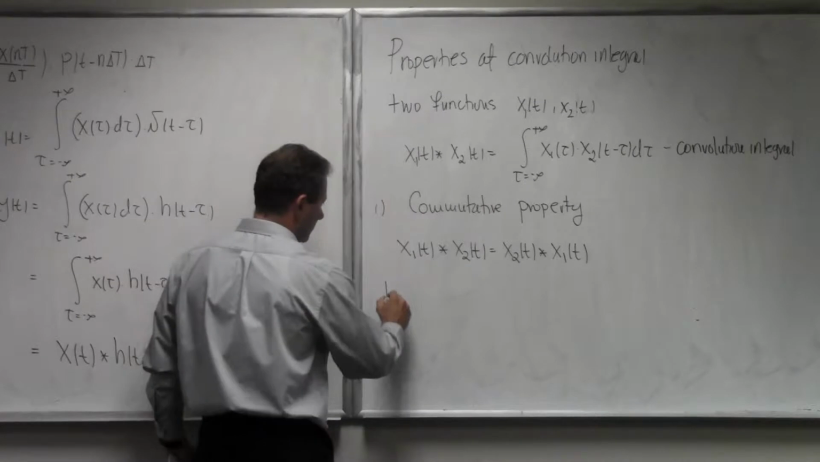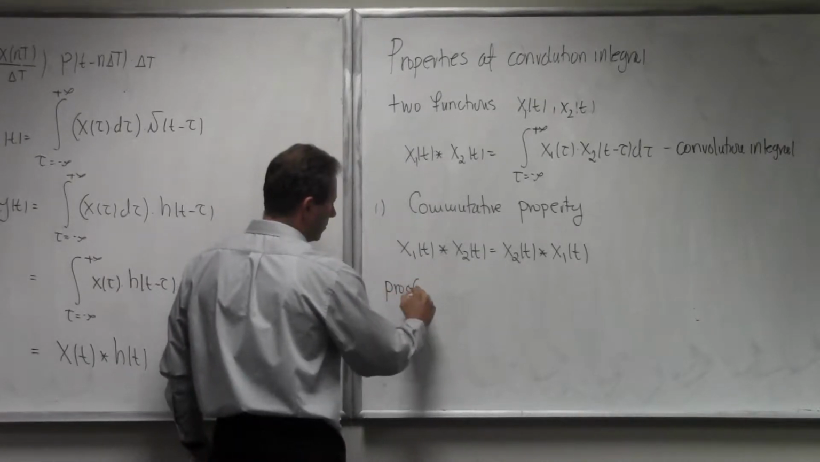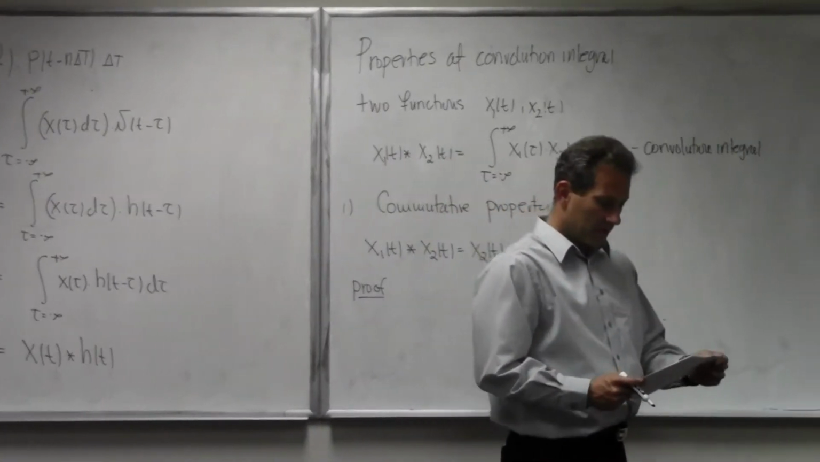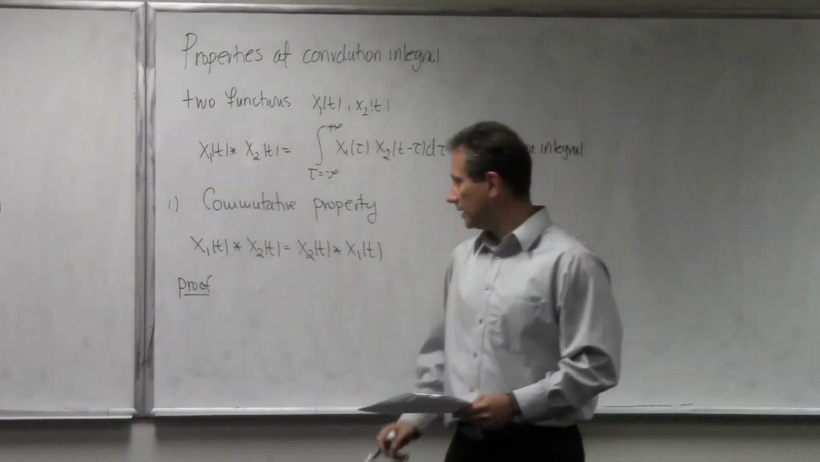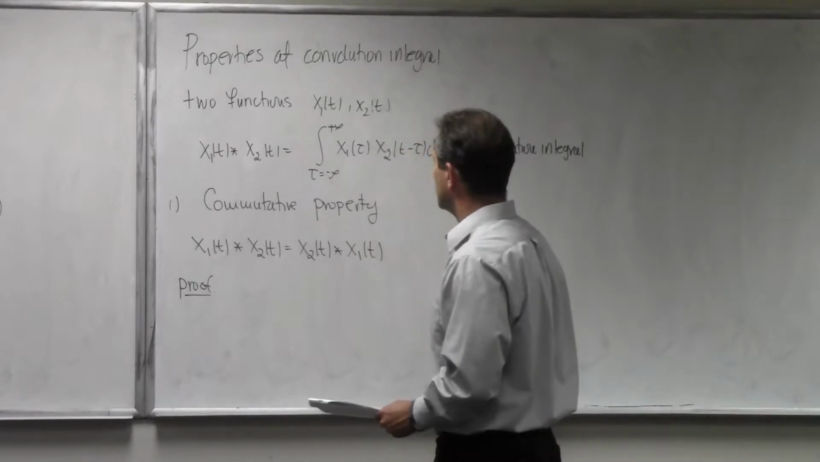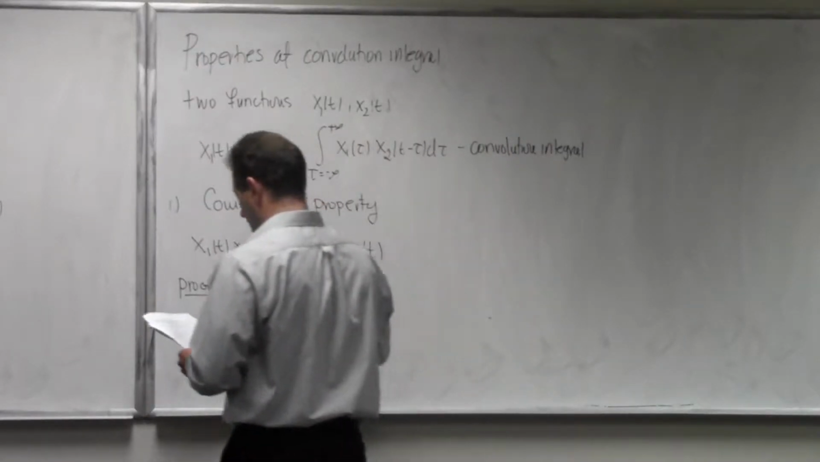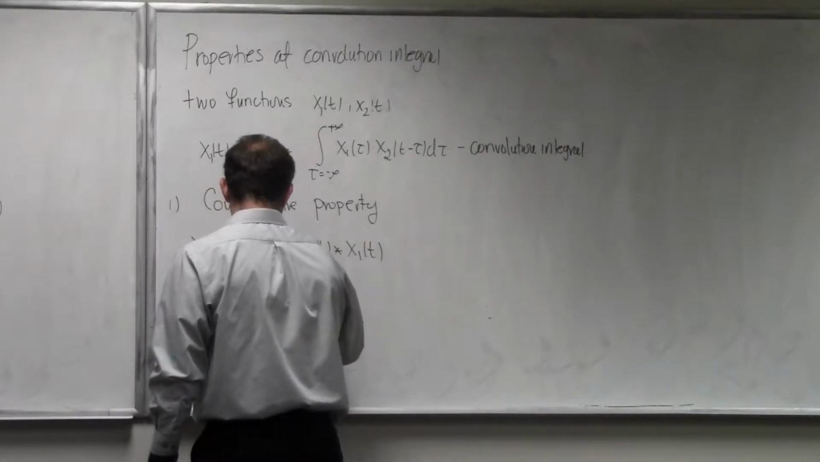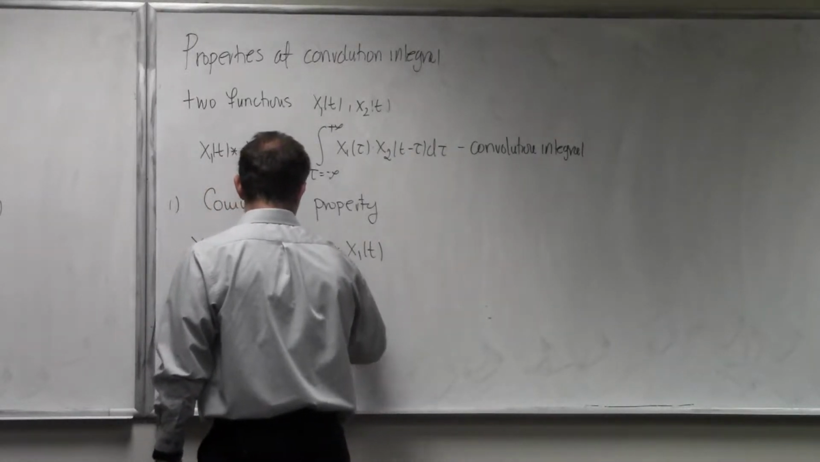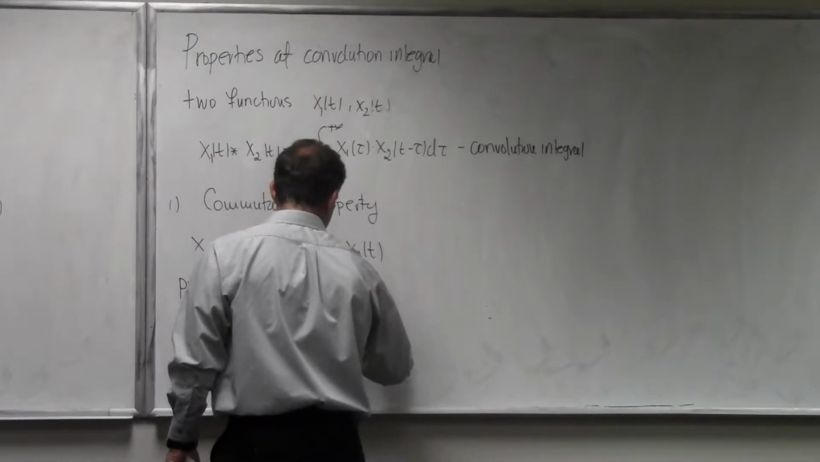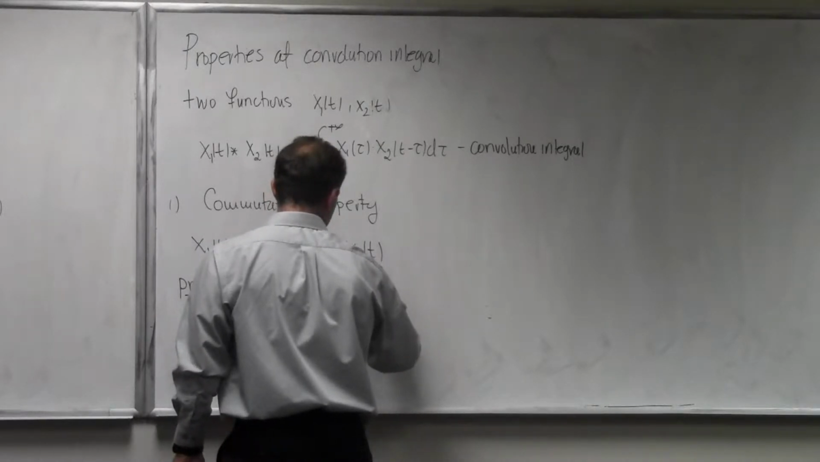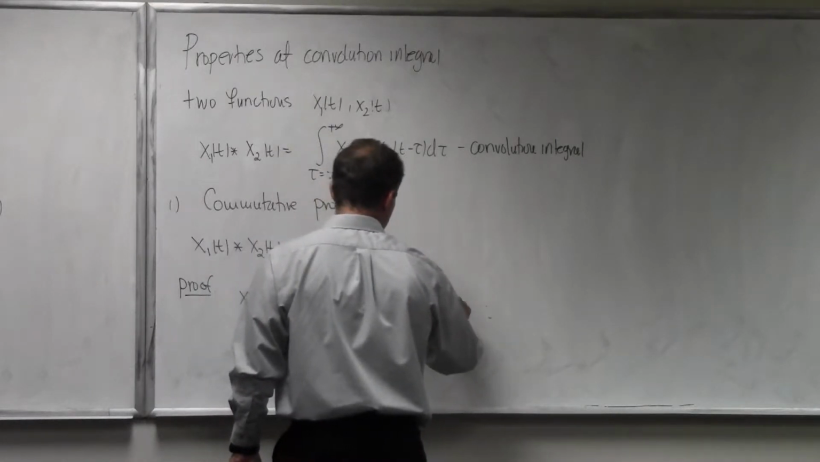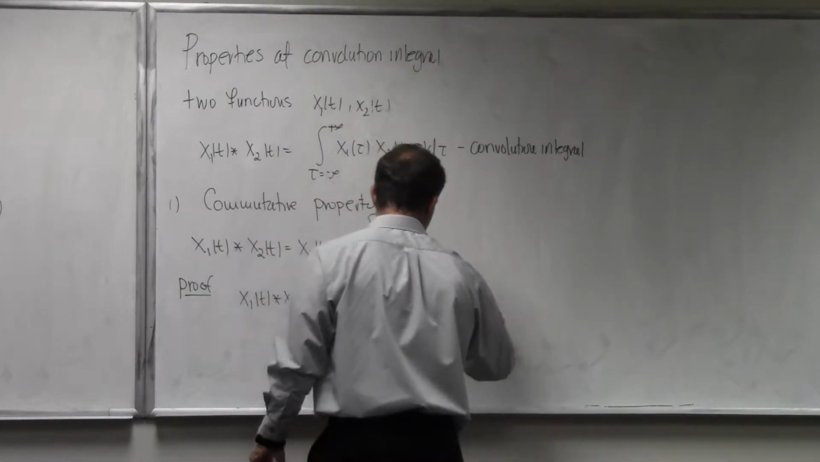All of these properties have relatively easy proofs. I'm going to prove this one, and I think your book proves all of them, but I'm going to skip some that are relatively easy and straightforward. So how would one prove this? Well, you start with x1 of t convolved with x2 of t. By definition, it's the integral, when tau goes from minus infinity to plus infinity, of x1 of tau, x2 of t minus tau d tau.